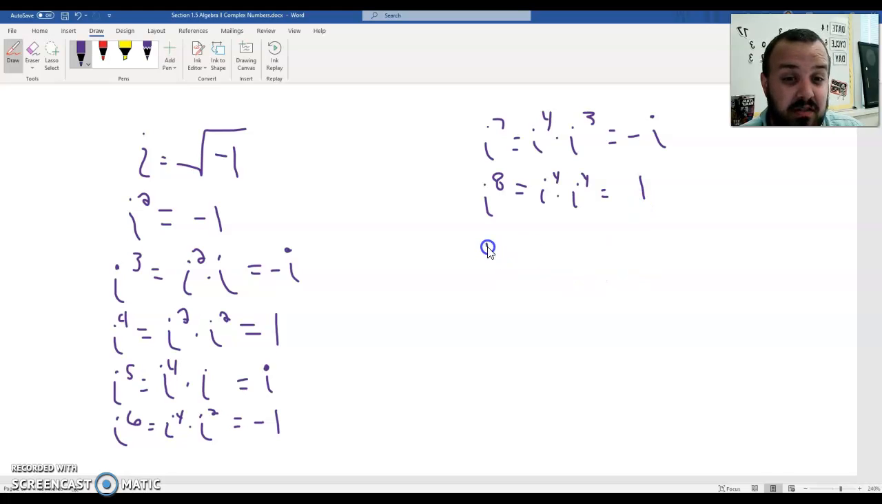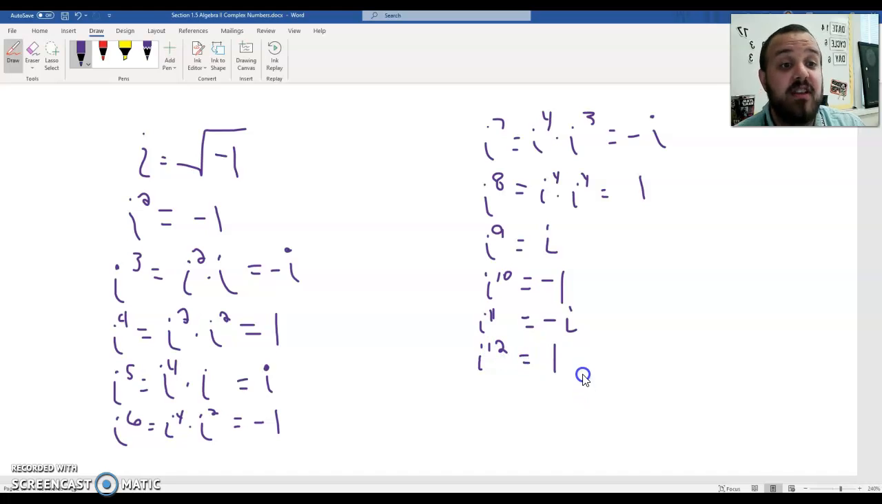Let's try to think about it. What if I just write i to the 9th and say, hey, I don't want to think about any of this other stuff. What's i to the 9th going to equal? I'm going to tell you right now it's going to equal i. And if you do i to the 10th, without even doing any math or thinking about it, that's going to equal -1. I to the 11th equals -i. And i to the 12th equals 1. This pattern is going to repeat itself over and over again based off the way that these exponents behave. I'm going to get i, -1, -i, 1, and then i, -1, -i, 1 again.